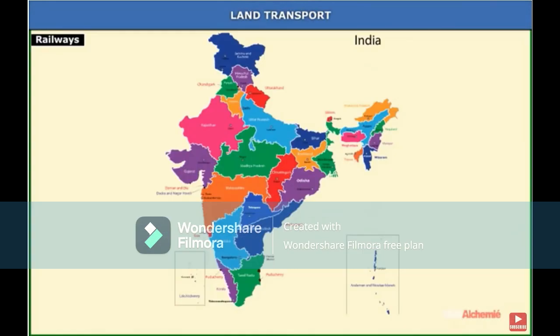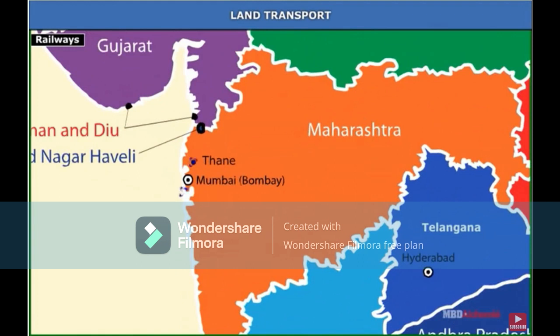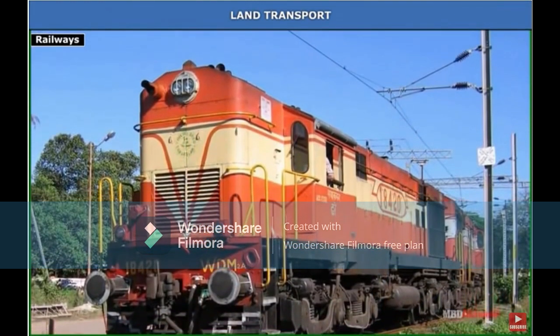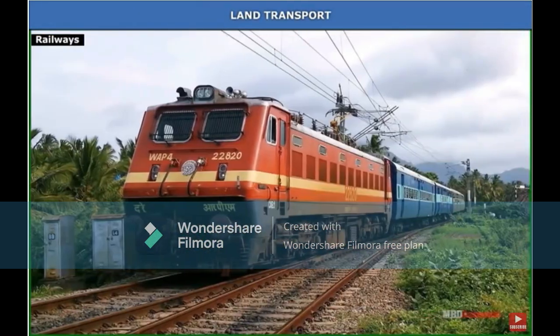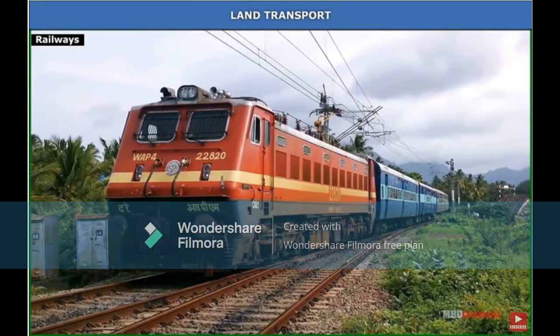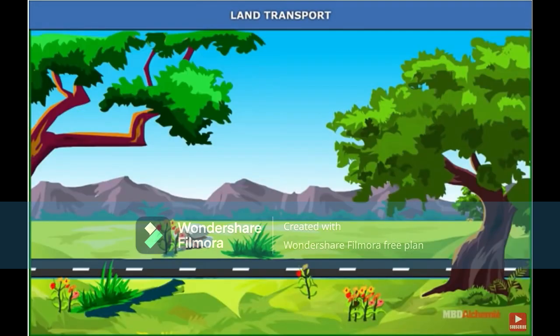Land transport. Railways. The first railway line was constructed between Mumbai and Thane in the year 1853. It was only 34 kilometers long. Railways continue to be the main means of long-distance transport in India.